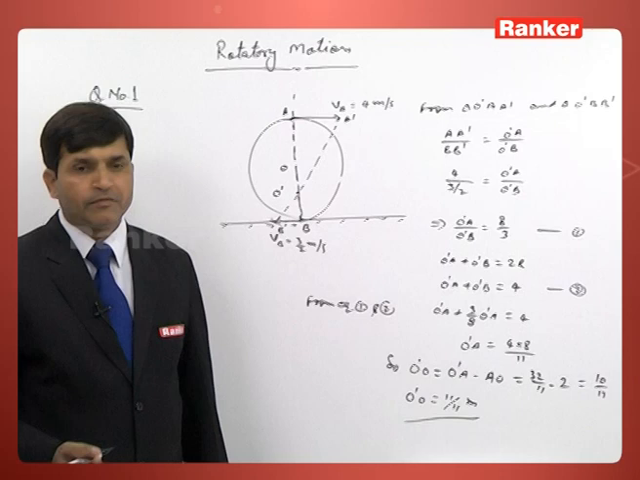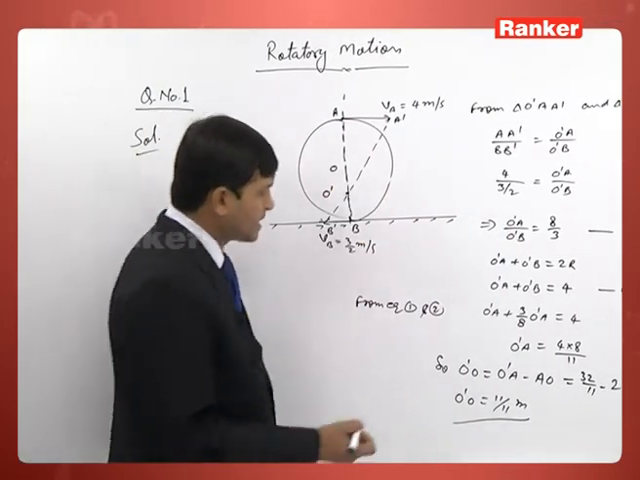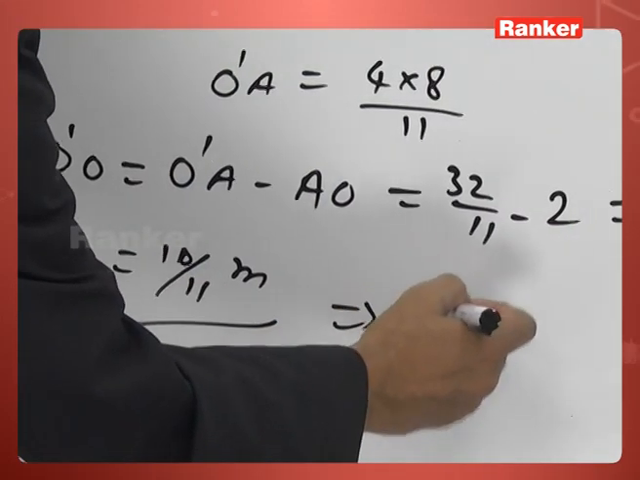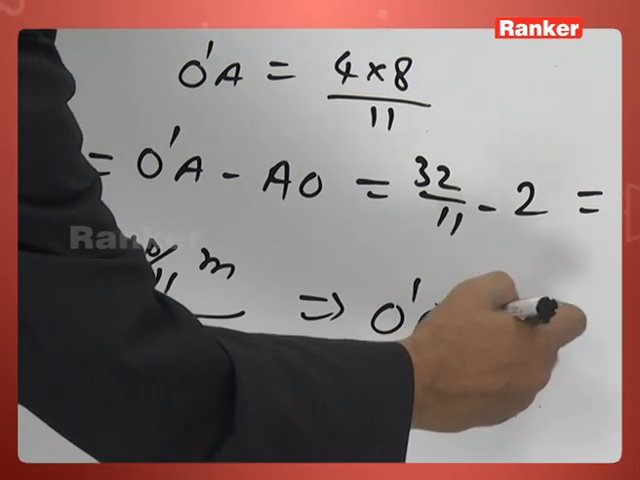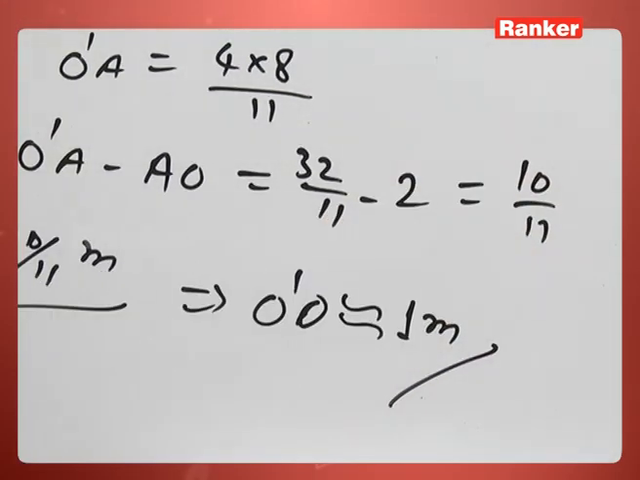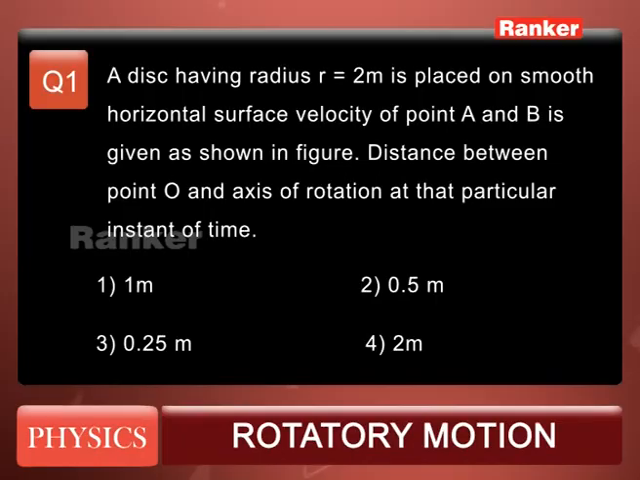O dash O is approximately 1 meter. So our correct option is option number 1. Option number 1 is the correct option.